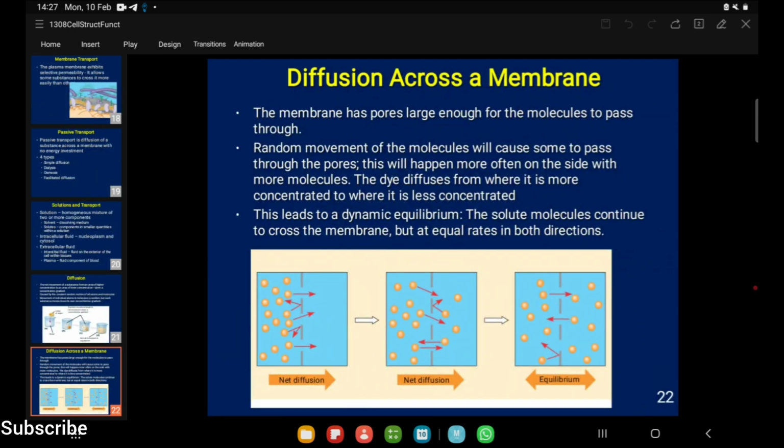Diffusion across a membrane. The membrane has pores large enough for a molecule to pass through. Random movements of the molecules will cause some to pass through the pores. This will happen more often on the side with more molecules. The dye diffuses from where it is more concentrated to where it is less concentrated. This leads to dynamic equilibrium. The solute molecules continue to cross the membrane, but at equal rates in both directions.